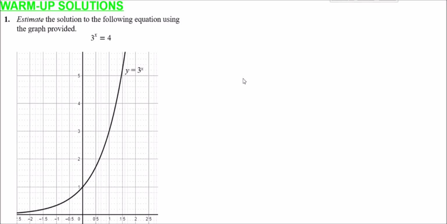Estimate the solution to the following equation using the graph provided, 3 to the power x equals 4. And so we're wanting to find out what value of x would give us a y coordinate of 4. So the most obvious thing to do here would be to just draw a straight line across the graph at y equals 4 and estimate from there.